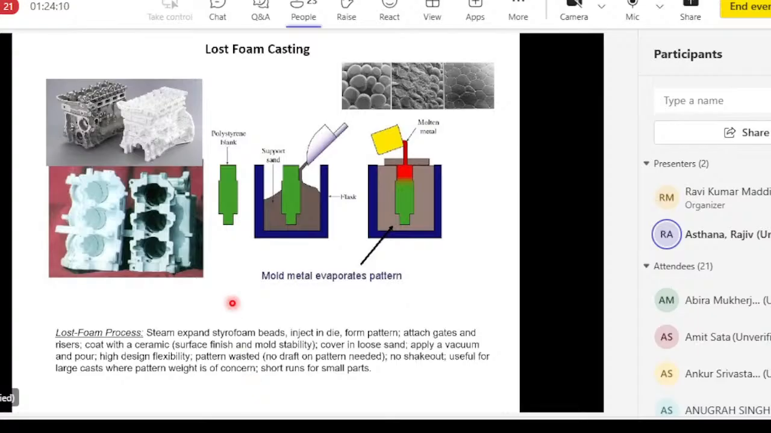And it's also a useful process for castings where weight of the pattern could be a concern. I mean, just imagine you're trying to make a large casting using a metal pattern to ram up a mold. The weight of the pattern could locally deform your packed sand. But if you're using foam, foam is so light that there is no danger of any deformation of your sand.